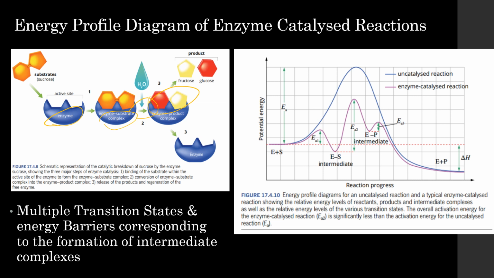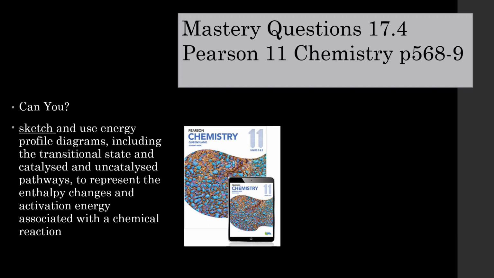Now you can see that we've got an enzyme substrate complex and an enzyme product complex. So there are these intermediate steps and intermediate energy barriers, and so in this case an enzyme catalyzed reaction pathway is going to require multiple steps and will have an overall lower activation energy requirement, even though the enthalpy of the whole reaction will not change.